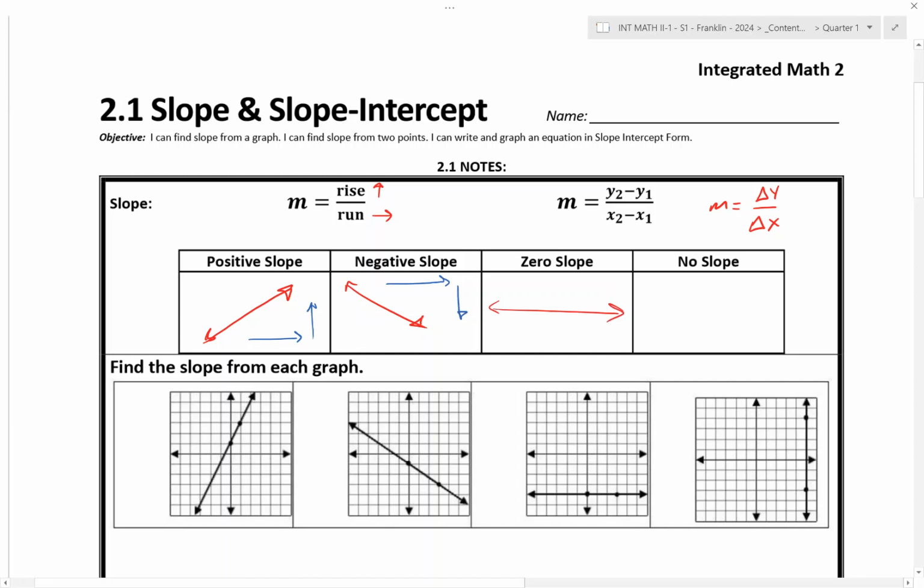Now a zero slope is going to be a horizontal line. That means as x increases, y doesn't change. So there's no change in y, so the change in y is 0. And for no slope, or undefined slope, you would see a vertical line because x doesn't change. This is also undefined, you'll see as well. So those are the 4 basic types. So we're going to identify them from a graph and from 2 points.